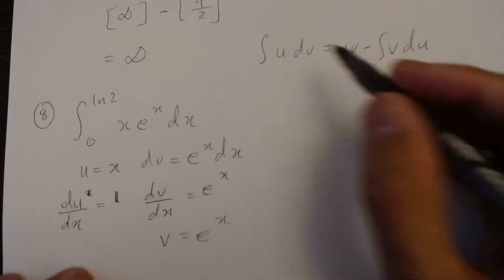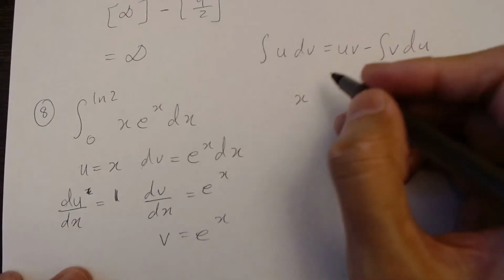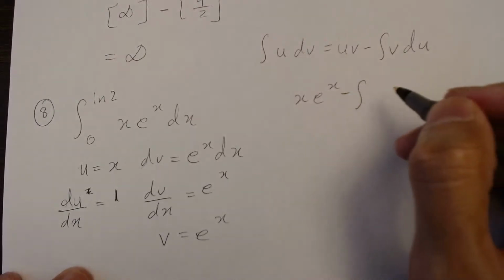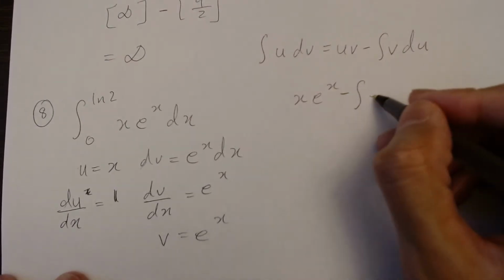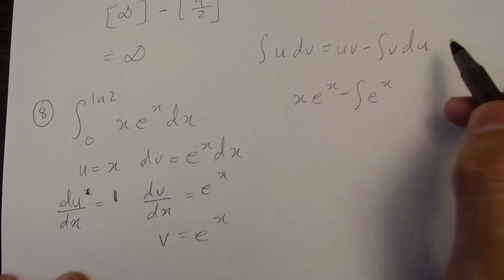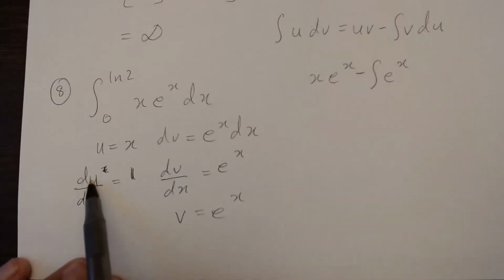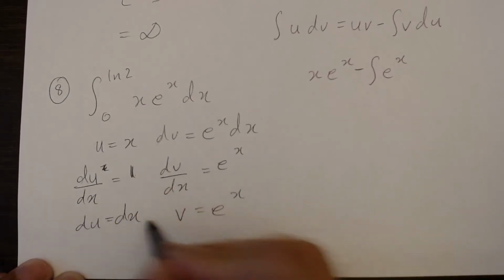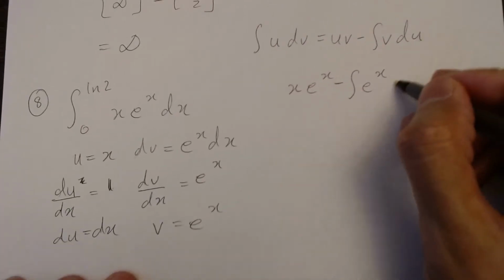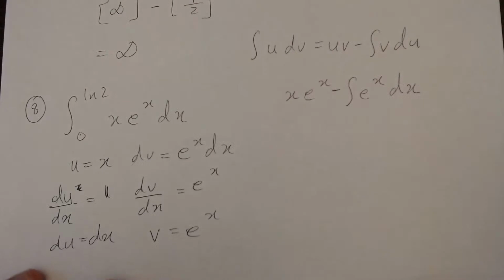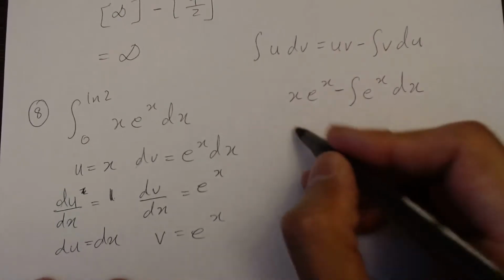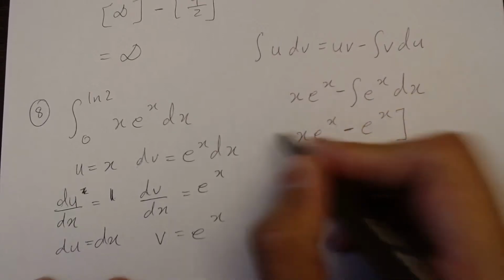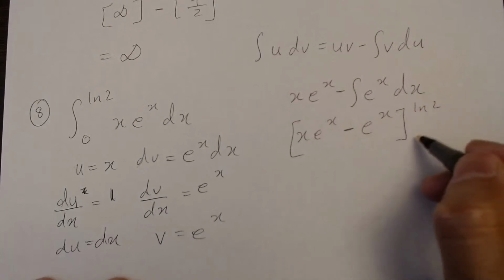I have u times v, so I have x times e to the x minus integral of v, which is just e to the x times du. So I'm going to isolate my du here by cross multiplying that dx over. So du equals 1 times dx, which is just dx. So du is just dx. Now I'm going to integrate this over here. So I have x e to the x minus the integral of e to the x, which is just e to the x. Then I'll put my limits on the outside, ln 2 and 0.